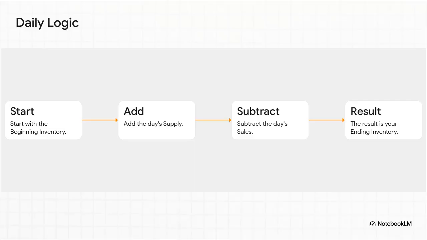The logic that drives our whole model is incredibly simple, as you can see right here. Each day, you start with your beginning inventory. You add the new supply that just came in. You subtract whatever you sold that day, and boom, that's your ending inventory. Of course, that number then becomes the beginning inventory for the very next day. It's a simple loop, but it's really powerful.